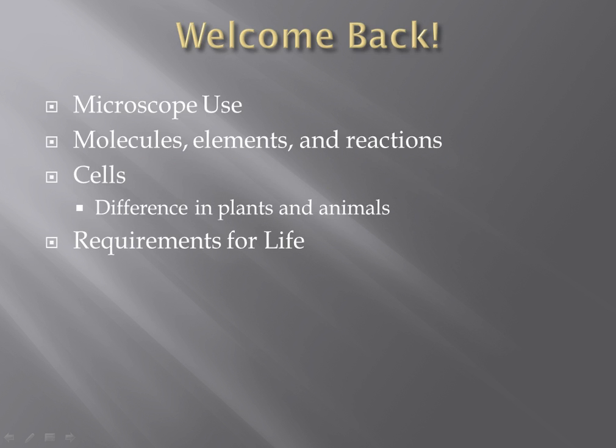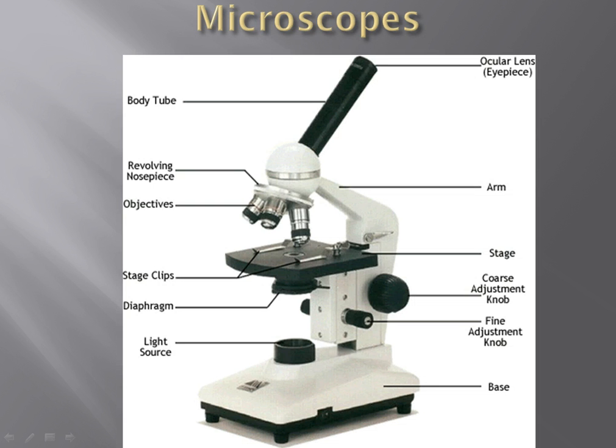All right, let's go ahead and get started. So basically what we're going to go over is microscope use, the idea of molecules, elements, and reactions. We're going to talk about cells and the difference in plant and animal cells and the requirements for them.